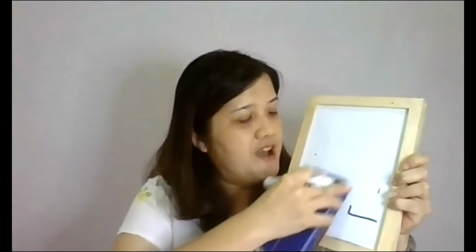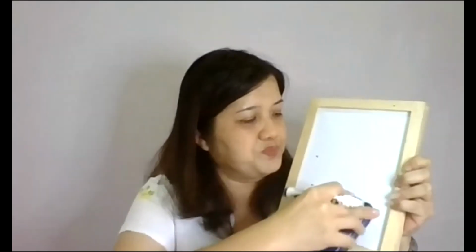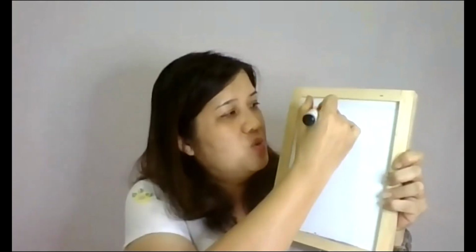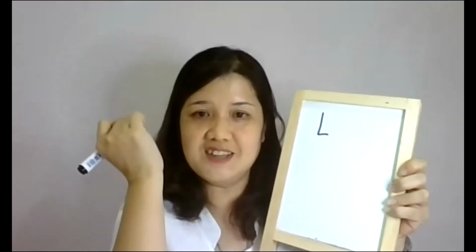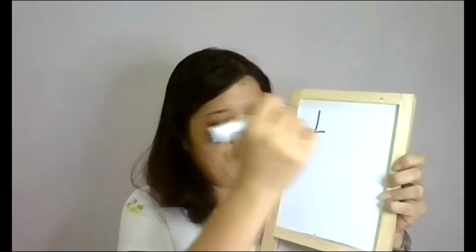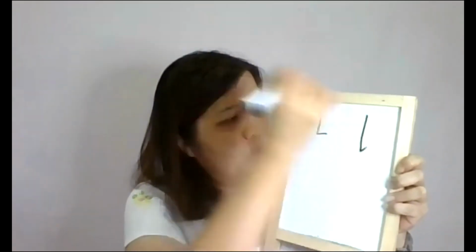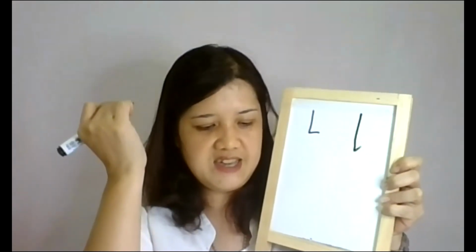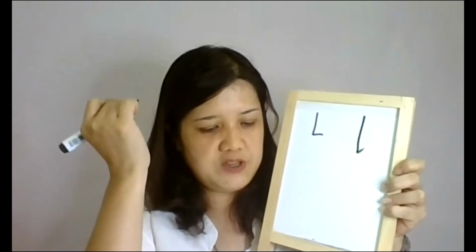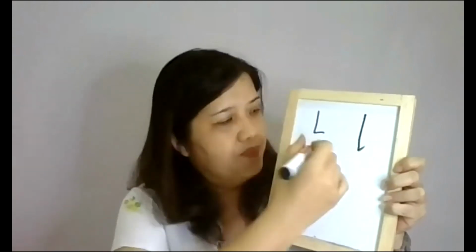Now we're in line number 5. This is like a little L, like this. Then continue with this one, going down a hook. Then continue with this one.